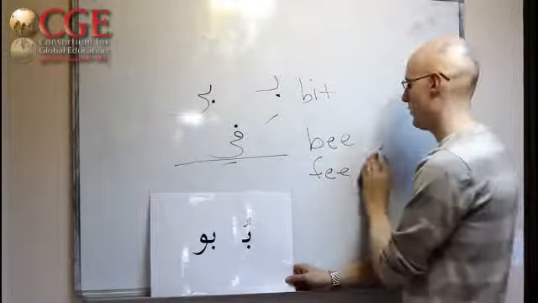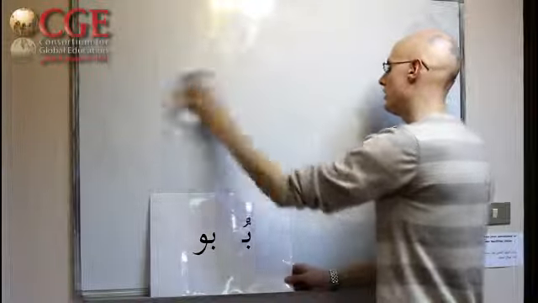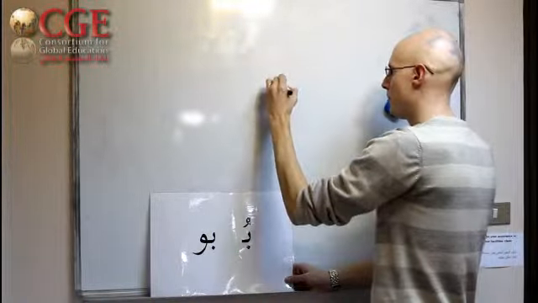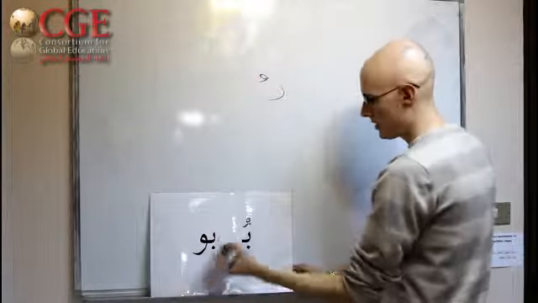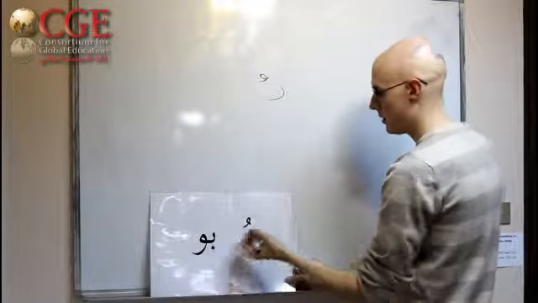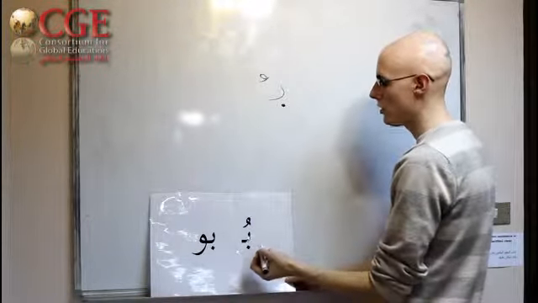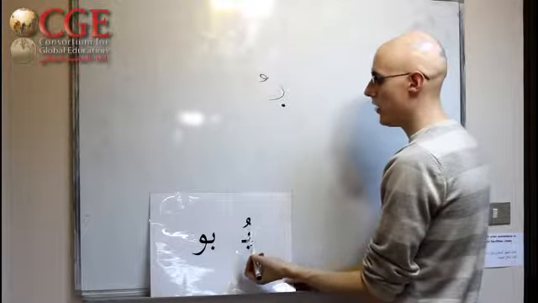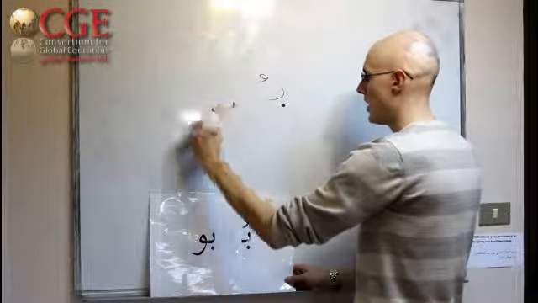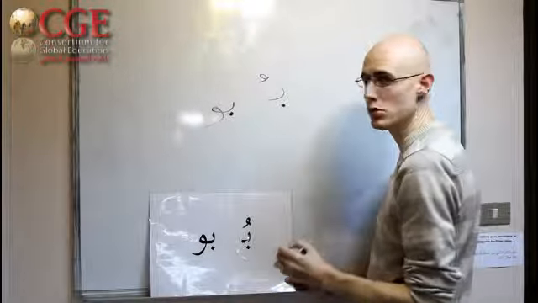Now the last vowel is a U-class vowel. Makes an oo sound. You can see the symbol here actually looks like a wow, or a W sound. And it is. It's a short oo vowel. When you want to make a long one, you just add the consonant, that W consonant, and you get boo, boo.